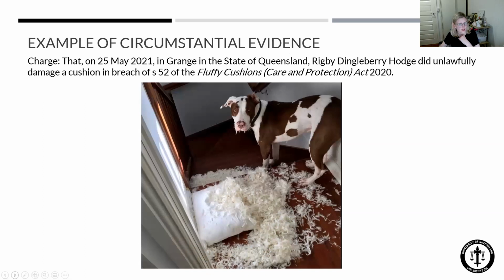This is an example of circumstantial evidence, again with Rigby, that he did unlawfully damage a cushion in breach of Section 52 of the Fluffy Cushions Care and Protection Act. It is not evidence of him actually ripping the cushion apart, although the fact that he's got little feathers on his face and all over his torso would suggest that it would be good circumstantial evidence, put it that way.